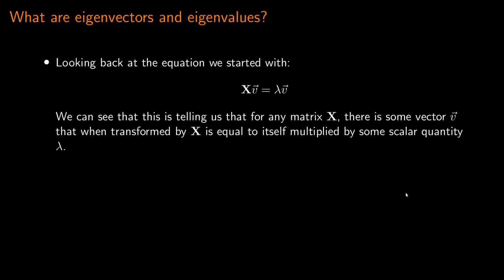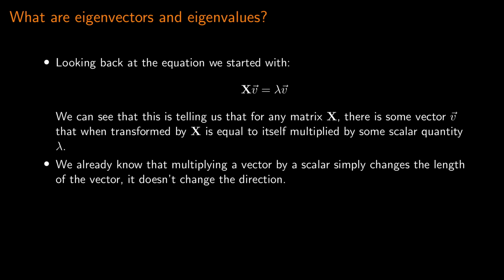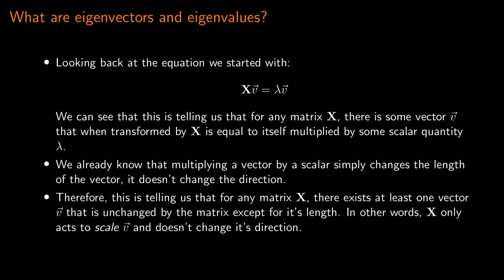Okay, so if we look back at the equation that we started with, X times the vector V equals lambda times the vector V, this is telling us that for any matrix X, there is some vector V that, when transformed by X, is equal to itself multiplied by some scalar quantity, lambda. Now, we already know that multiplying a vector by a scalar simply changes the length of the vector. It doesn't change the direction. Therefore, for any matrix X, there exists at least one vector V that is unchanged by the matrix except for its length. In other words, X only acts to scale V and doesn't change its direction.